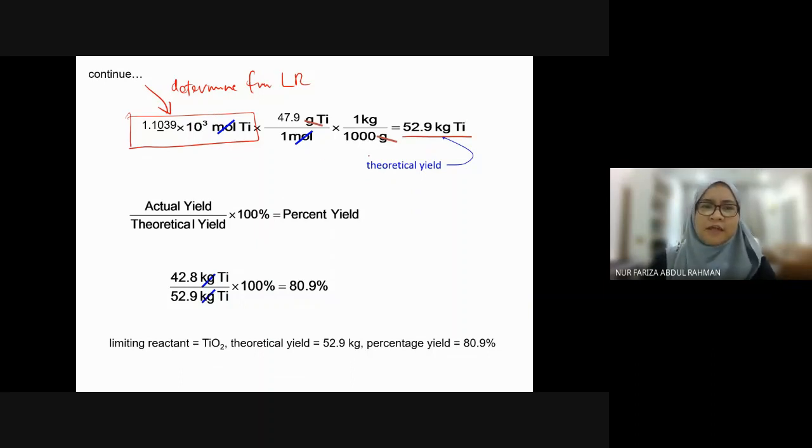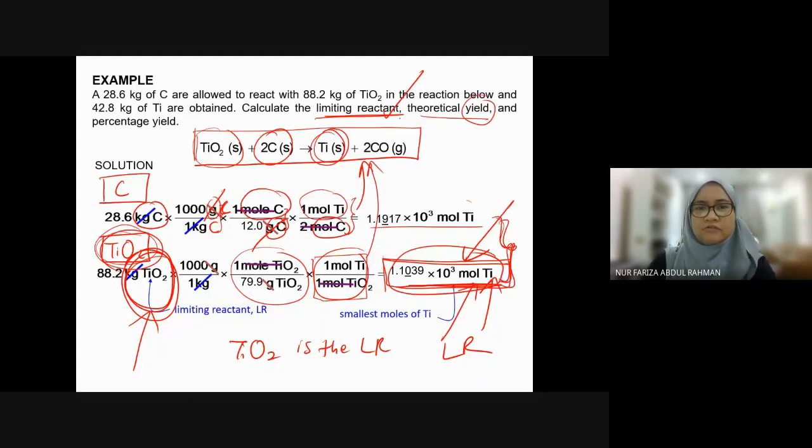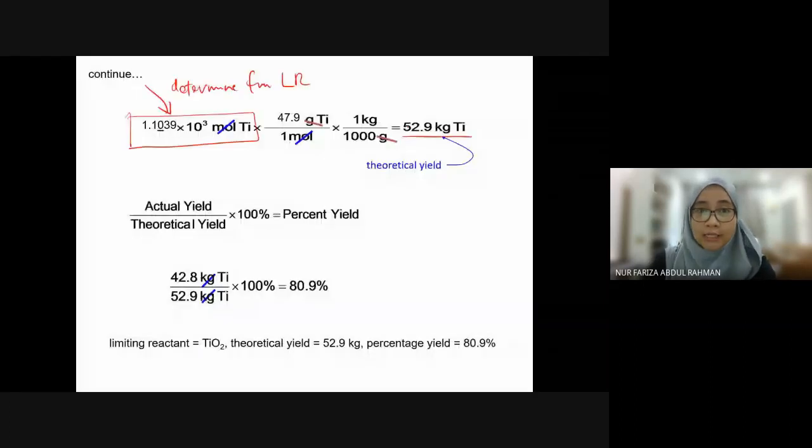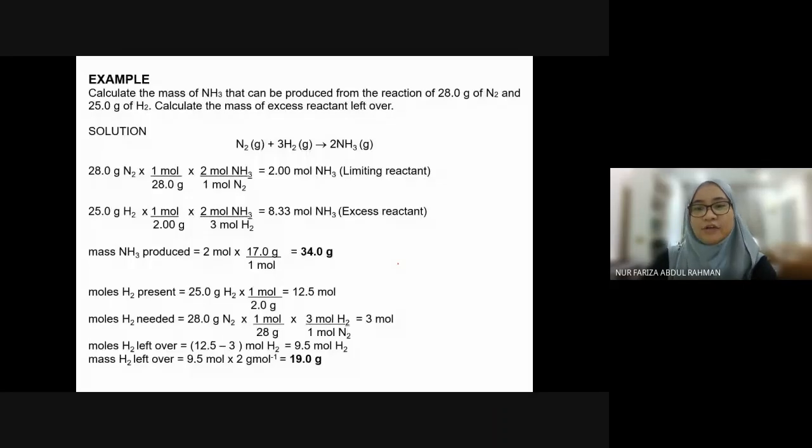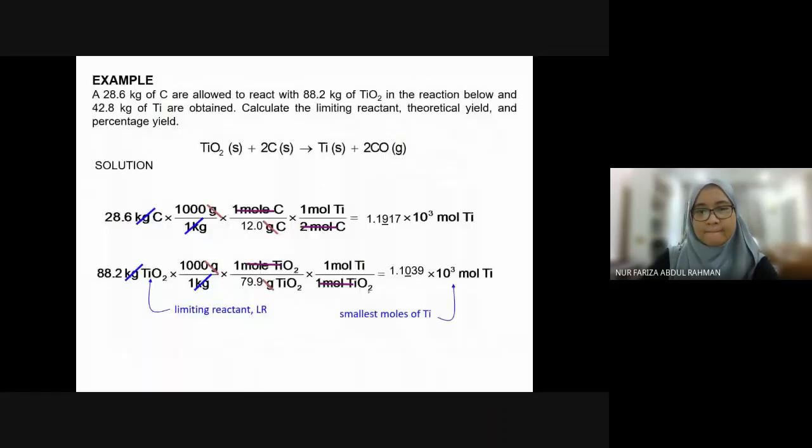The question should specify this. By right, the question needs to specify whether the product needs to be in mass or mole. It has to specify. So let's say we proceed to mass, and then proceed further to convert into kilogram. So this is the final answer. So we are going to choose this one.